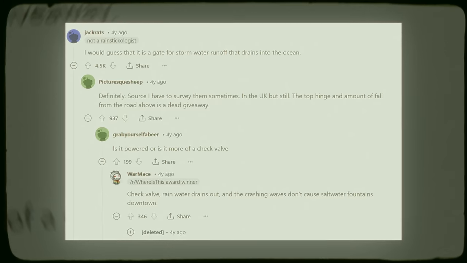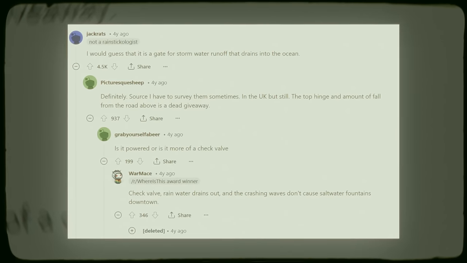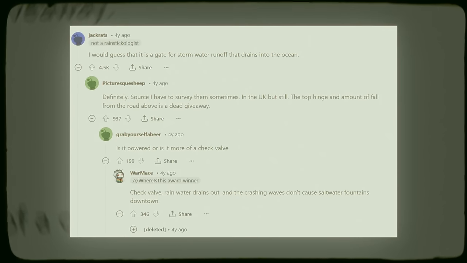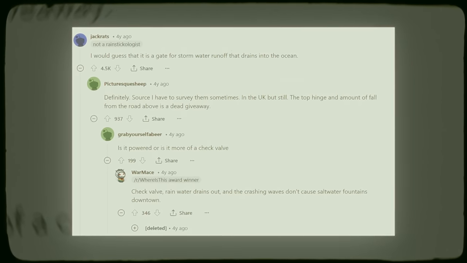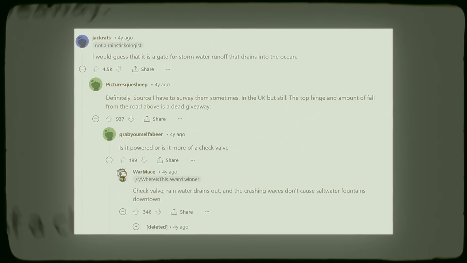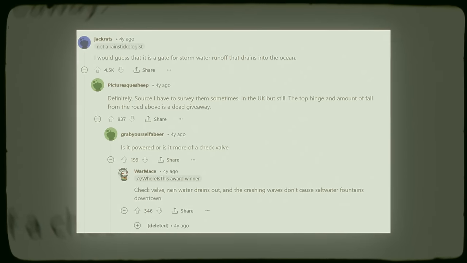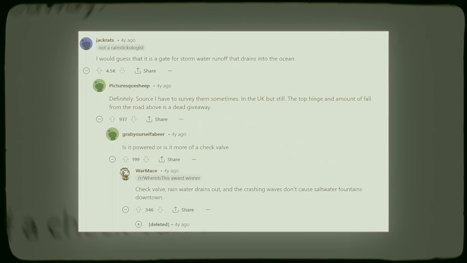Another user asked if it had been powered or was more of a check valve, and Warmace was able to give the right answer. He explained that it was a check valve where rainwater drains out, and the crashing waves do not cause saltwater fountains in the town.